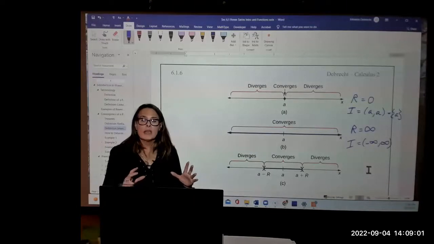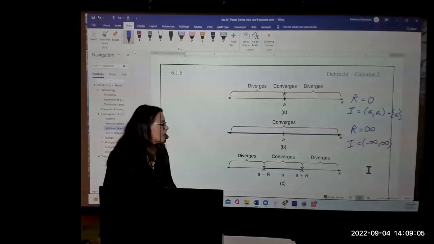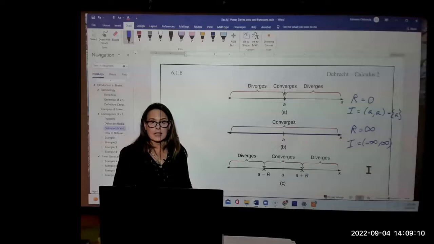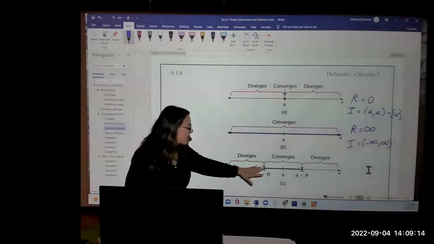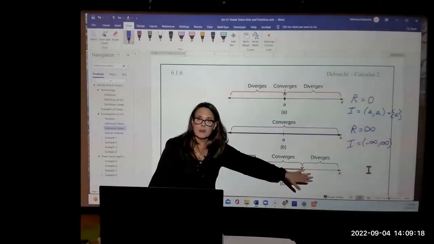Depends on whether it was allowed to be written in a strictly geometric form, then it would be strict inequality, and the others you have to determine on a case-by-case basis. So you'll be checking lots of endpoints. Outside of that interval of convergence, it definitely diverges, right?